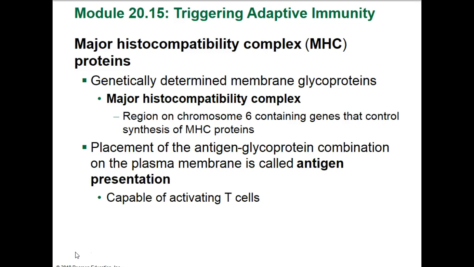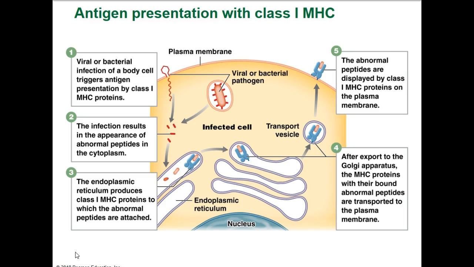So what's going to happen is when that macrophage takes in that foreign invader and reads parts of that foreign thing, that antigen waving for the T and B cells, where it's displaying that flag is on an MHC complex. And therefore it's capable of activating T cells. So this shows antigen presentation using what we call class 1 major histocompatibility complex. So the viral or bacterial infection of the body cell triggers antigen presentation by class 1 MHC proteins.